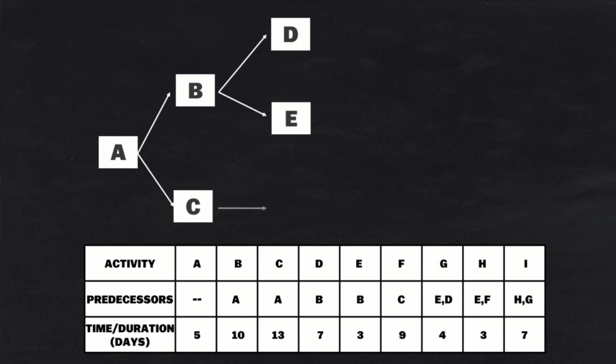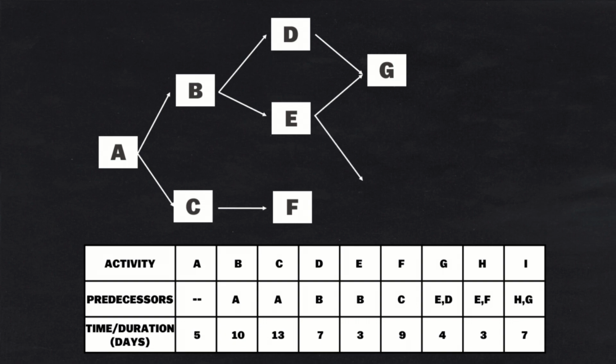Continuing on, we identify the tasks that depend on the completion of previous activities and arrange them accordingly. For example, activity G depends on activity D and E. And activity H depends on activity E and F. We repeat this process until all activities are arranged based on their dependencies. Since activity I is the last, it goes to finish.